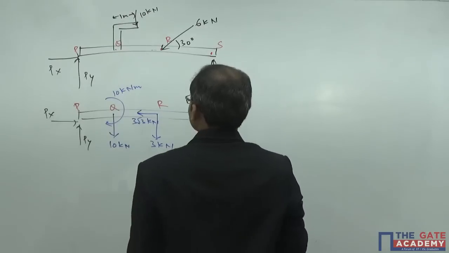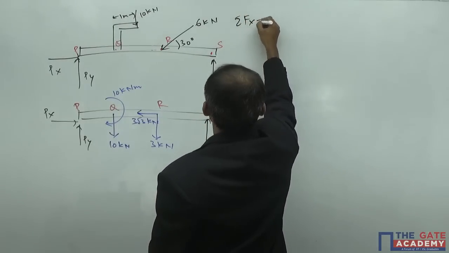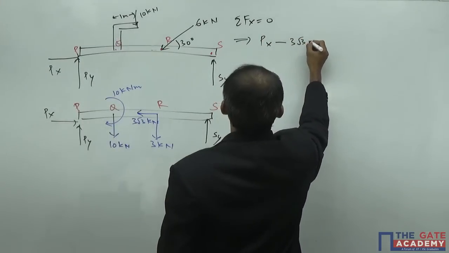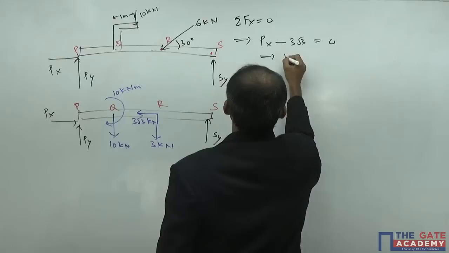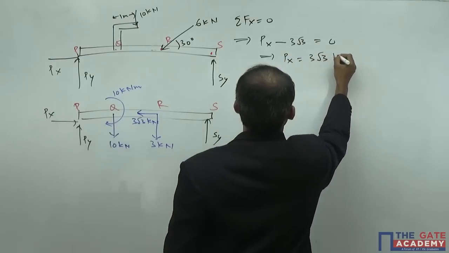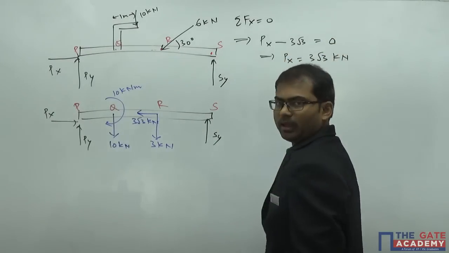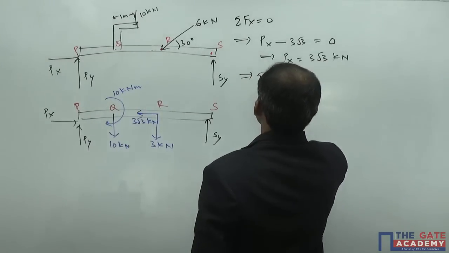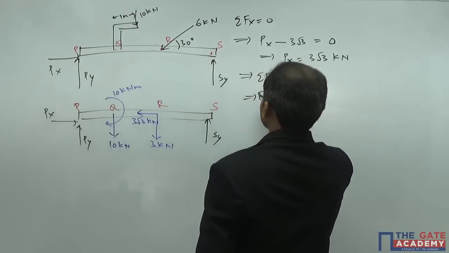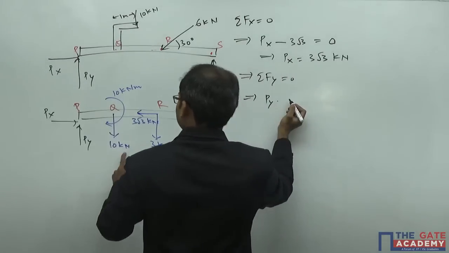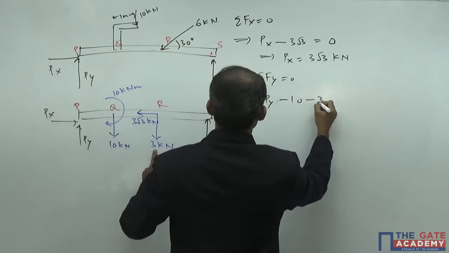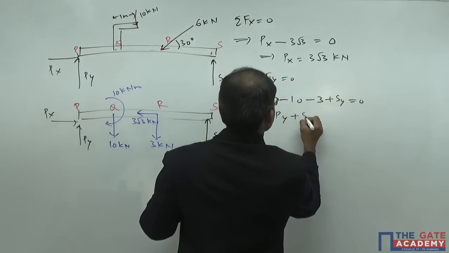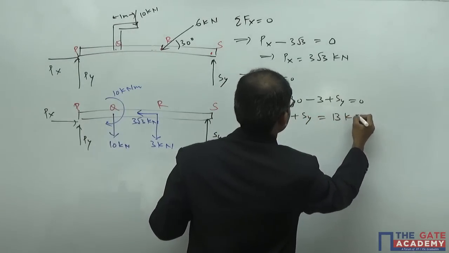If you take net force in x direction equal to 0, this implies Px minus 3 root 3 is equal to 0, so Px is equal to 3 root 3 kilonewton. In the same way, sigma Fy is equal to 0 implies Py minus 10 minus 3 plus Sy is equal to 0. So Py plus Sy is equal to 13 kilonewton.